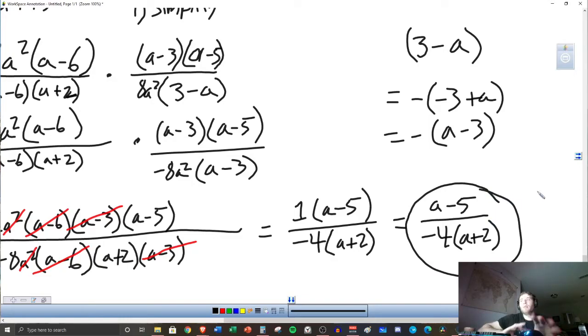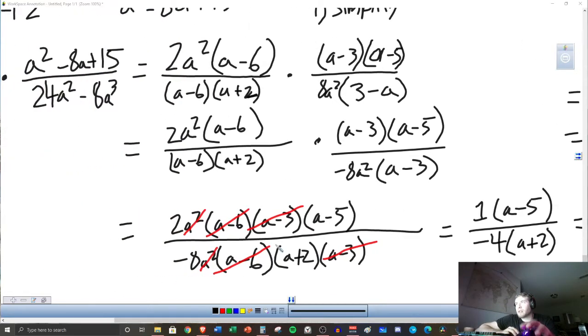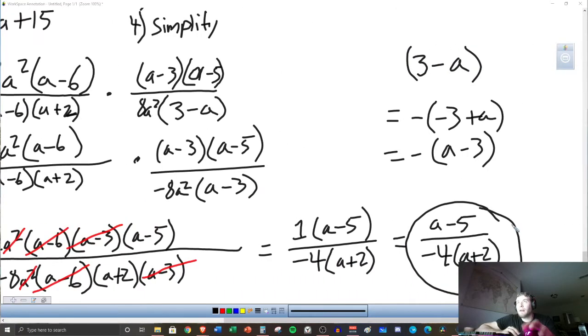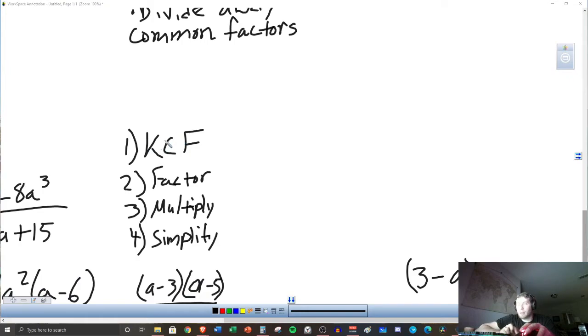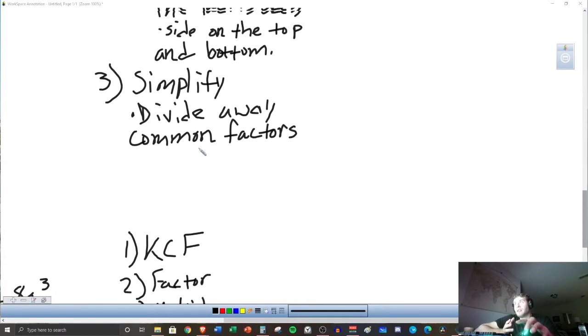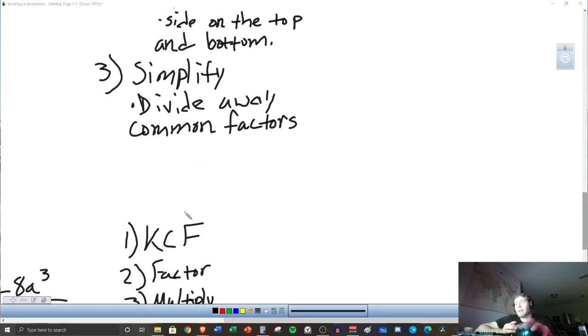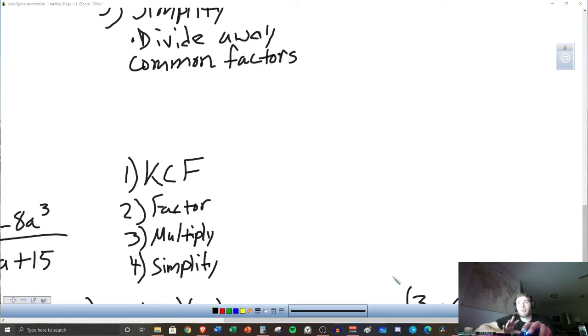So that's a pretty wild example there. There's a lot of factoring happening, but it's always going to follow these steps up here. You're going to, for division, keep, change, flip. We can't forget that. Then you want to factor, just like with the multiplication. Then you want to multiply straight across. You know, write all the factors side by side on top and bottom. And then you simplify by just crossing through things.